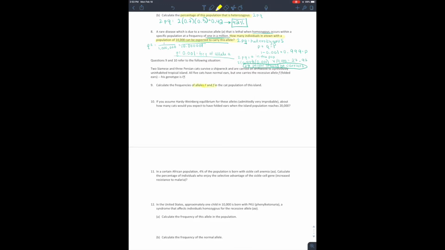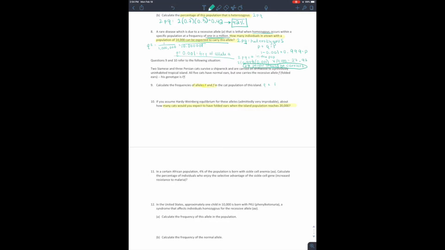And then, if you assume Hardy-Weinberg equilibrium for these alleles, about how many cats would you expect to have folded ears when the population reaches 20,000? Okay, so for number 9, it wants to know Q and it wants to know F. So let's go ahead and get number 9 going.